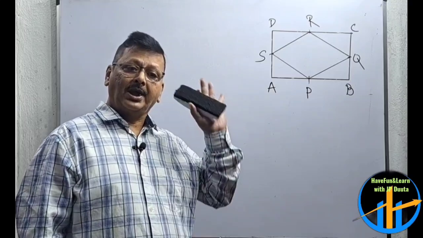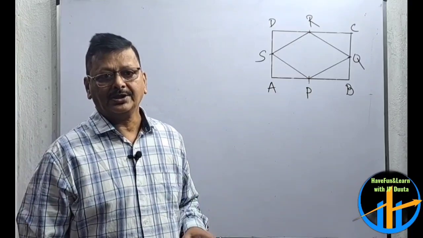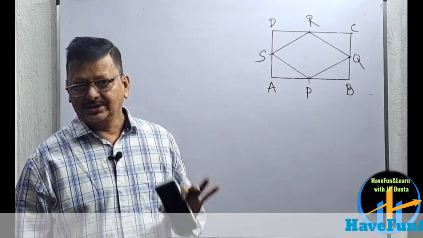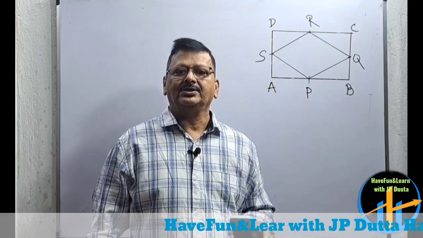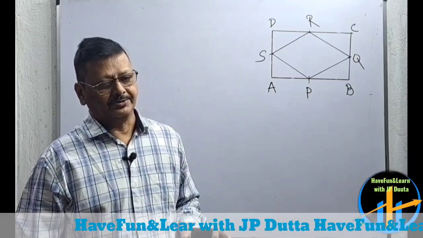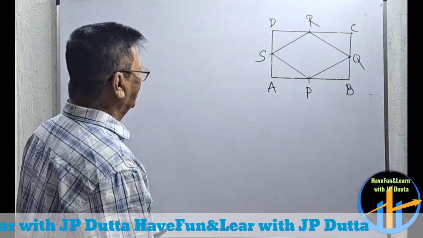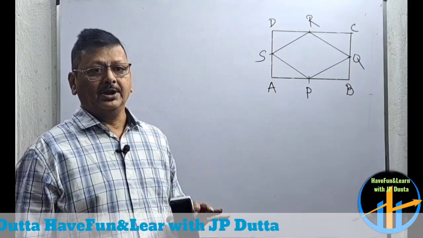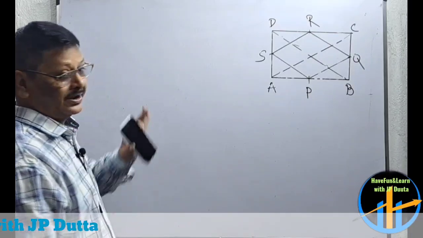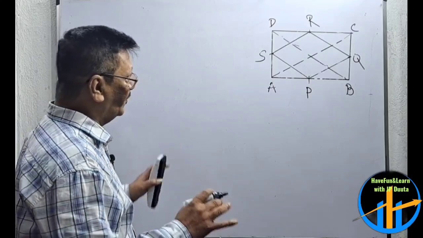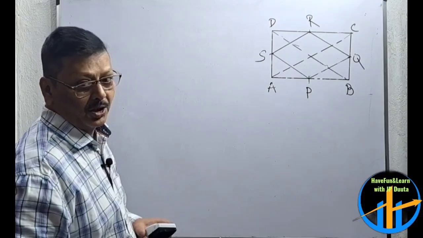In some classes ago, please look at the description box, we discussed special types of parallelograms. In that, we discussed the properties of rectangles as well as rhombus. Now, as a refresher, before going into it, let us join the diagonals. Let us find out what properties we are going to apply here to prove that PQRS is a rhombus.